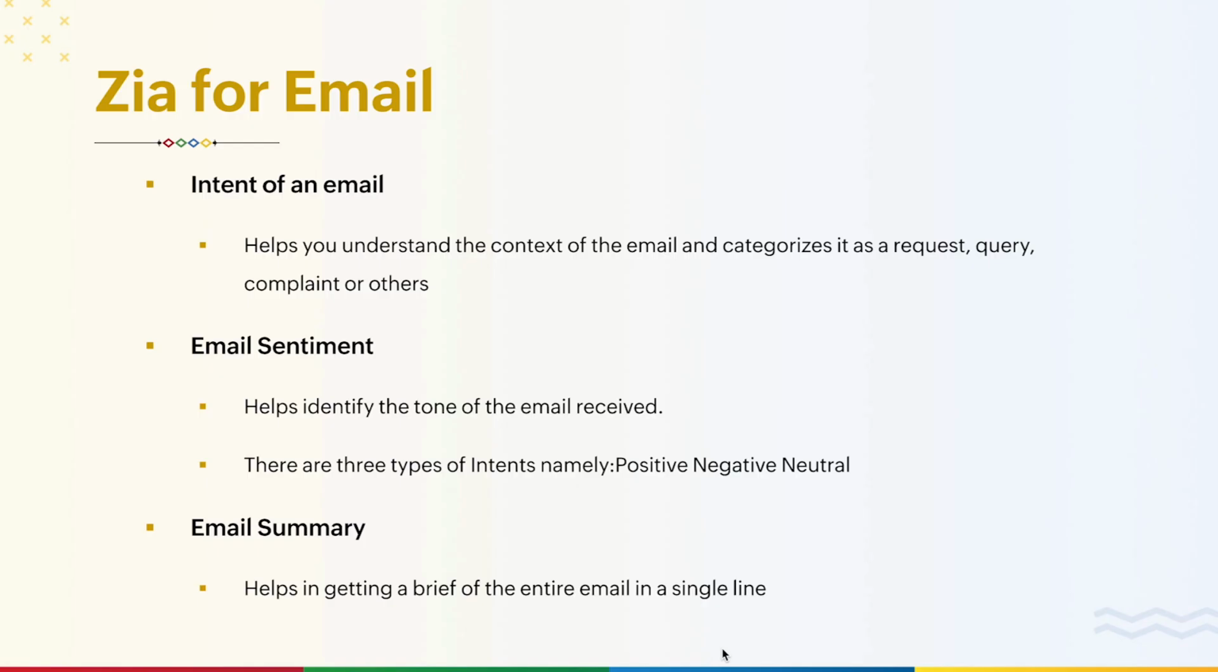Intent of the email. This feature helps you understand the context of the email, that is, whatever the customer has tried to convey. Zia understands this with the help of a few words that people generally use in emails to express a request, query, or complaint. Email sentiment. This feature helps to identify the tone of the email received. There are three types of sentiments, namely positive, negative, and neutral. Summary of the email. This feature helps in getting a brief of the entire email in a single line.